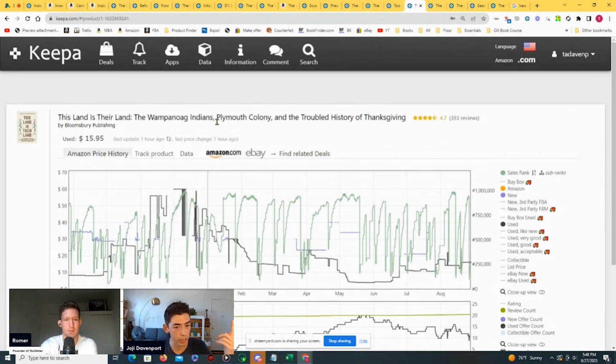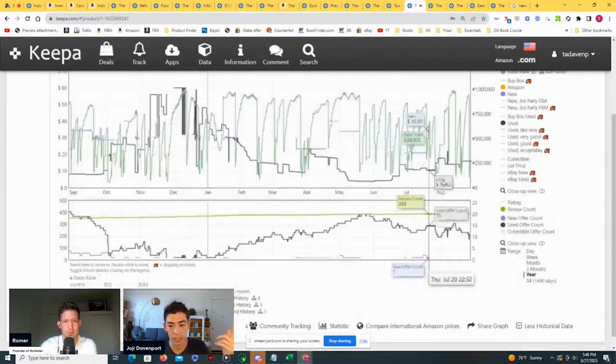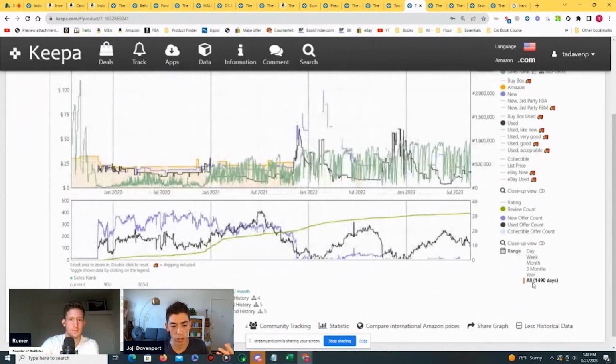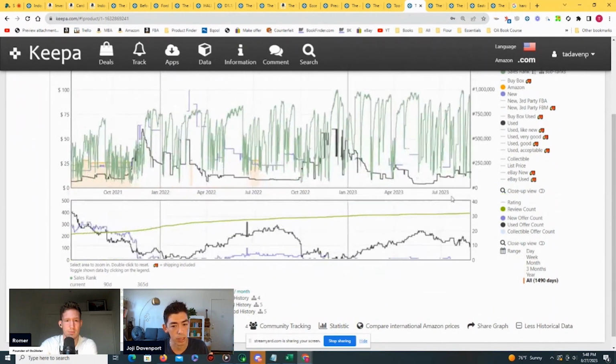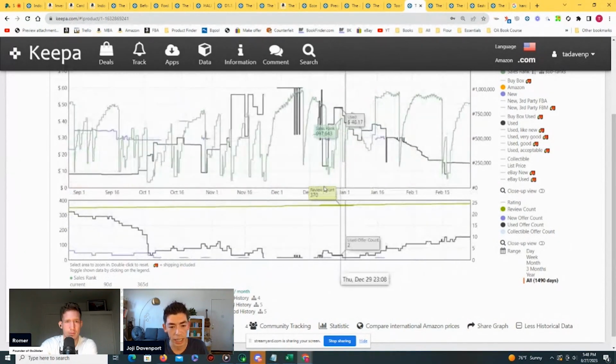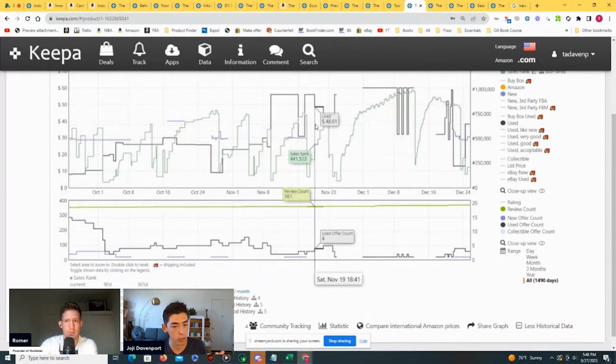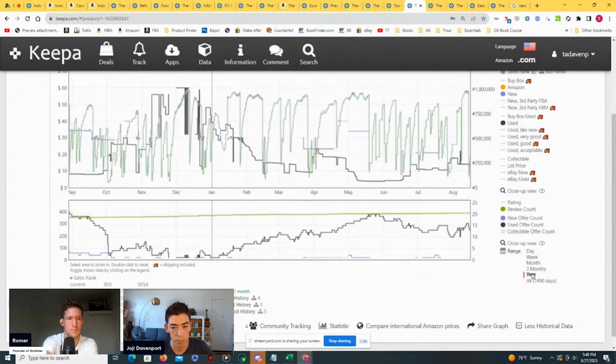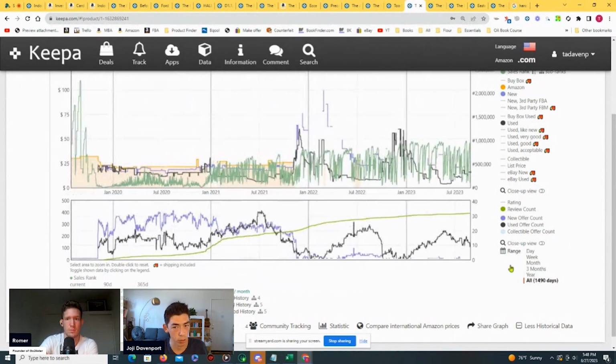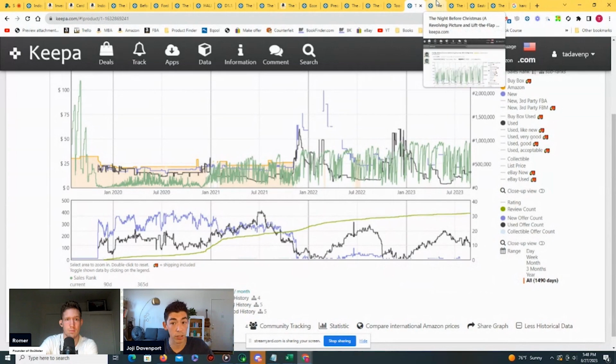So that's Halloween. What comes up after Halloween? Well, what about Thanksgiving? So this is the troubled history of Thanksgiving. Again, look at the last 1,400 days. It's actually a book that's quite new, but Amazon recently has stopped selling this over the last couple of years. Again, this is a book that gets super cheap in off season, and again, inflates in price. I mean, there's sales rank drops up to $48 when you could have bought this book for $7 or so.